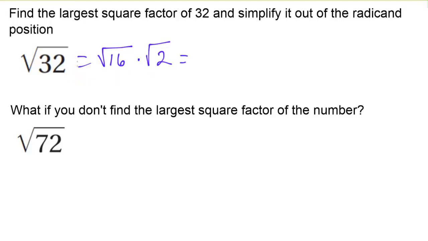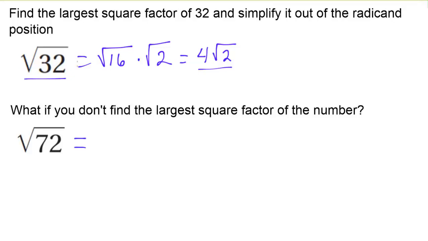The square root of 16 is 4, and the square root of 2 is not a perfect square, so we leave it under the radical. So the square root of 32 simplifies to 4 times the square root of 2, or sometimes we just say 4 root 2. What if you don't find the largest square factor right away? Well, that's okay. You just keep simplifying.